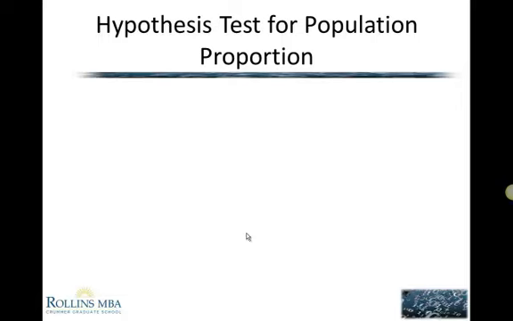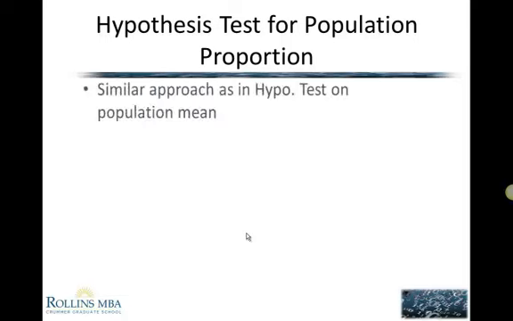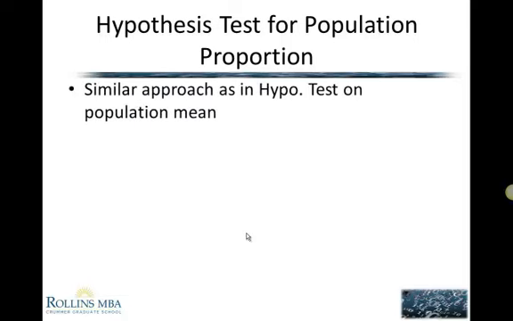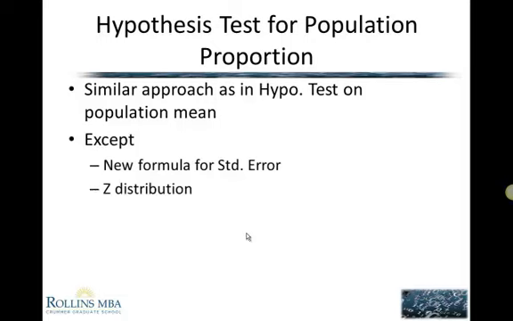So we can also conduct tests on a population proportion. And again, the idea is very similar, same approach. Really, the only difference is that the sampling distribution is going to be modeled by the z distribution and not the t distribution. And we have a different formula for the standard error.